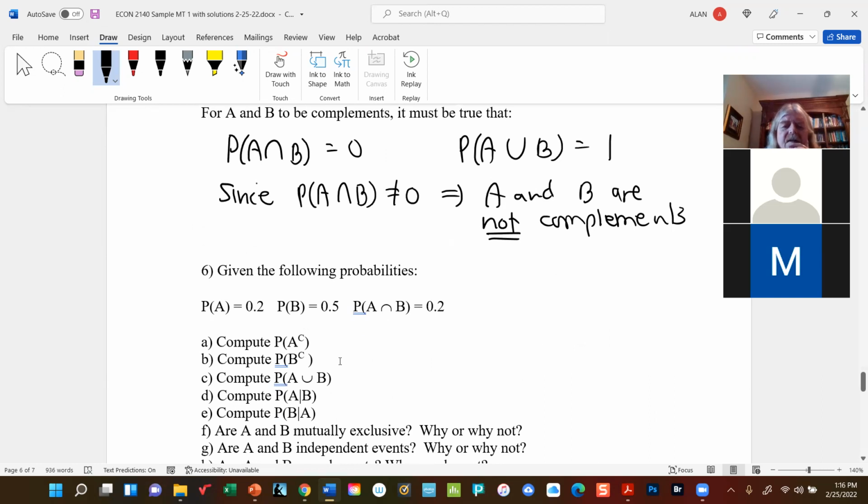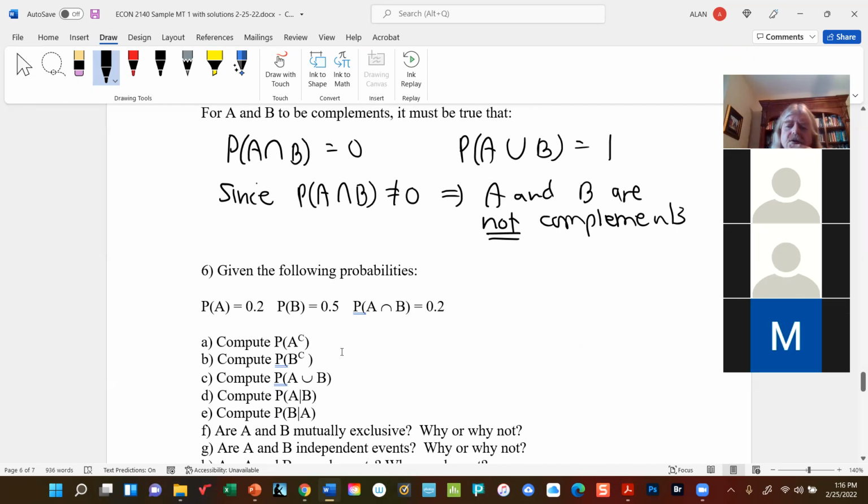All right. Now, how about this one? Now here, this one is interesting because we're not given any real information about where these probabilities came from. We know what they are. We don't know what the sample space is. We don't know how they were generated. So all we can really do here is use the rules.